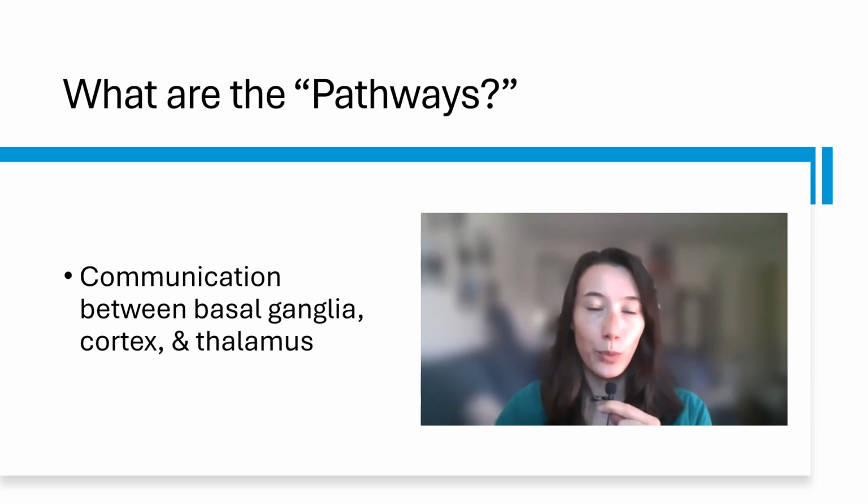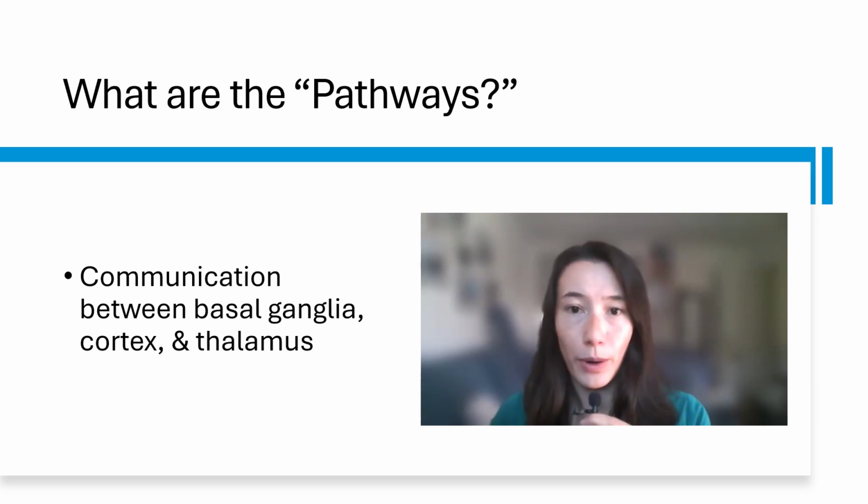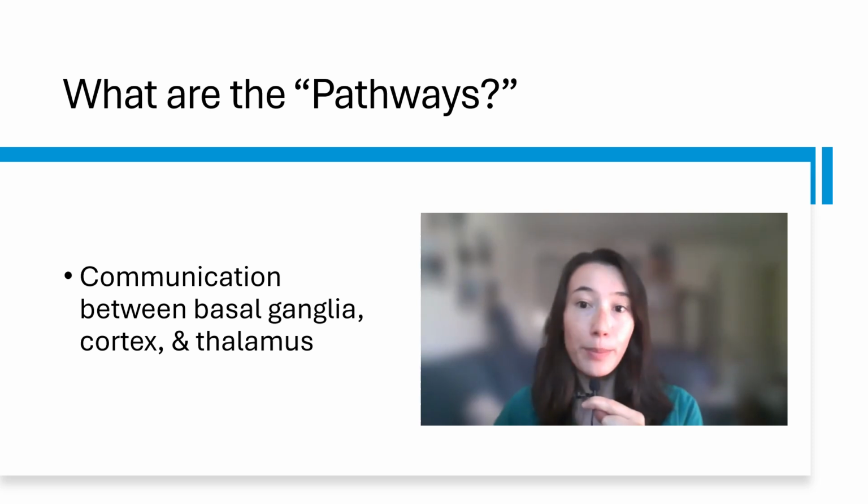I want to start off with this idea that even though we normally do associate these pathways with Parkinson's disease, the presence of these pathways is actually completely normal. All these pathways are the communication between the cortex, the thalamus, and the basal ganglia. It's just a tract, so its presence does not mean that someone has Parkinson's disease.